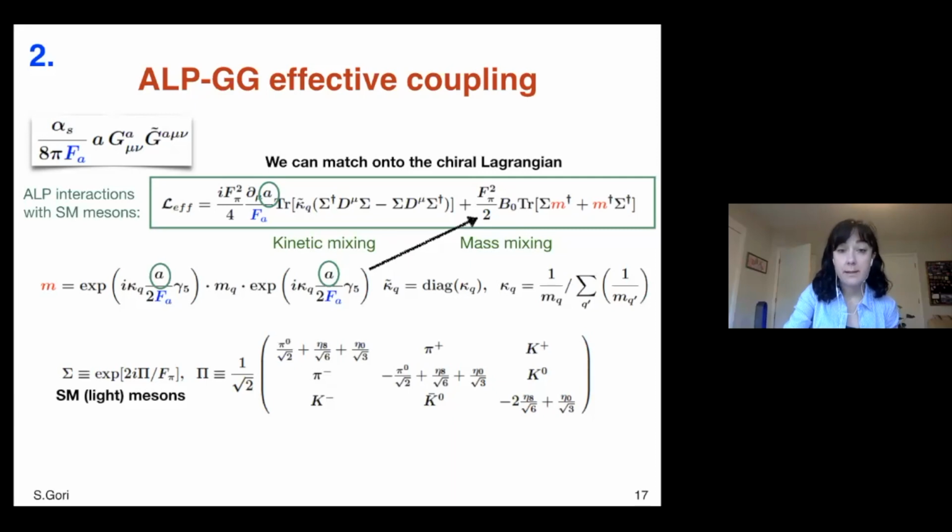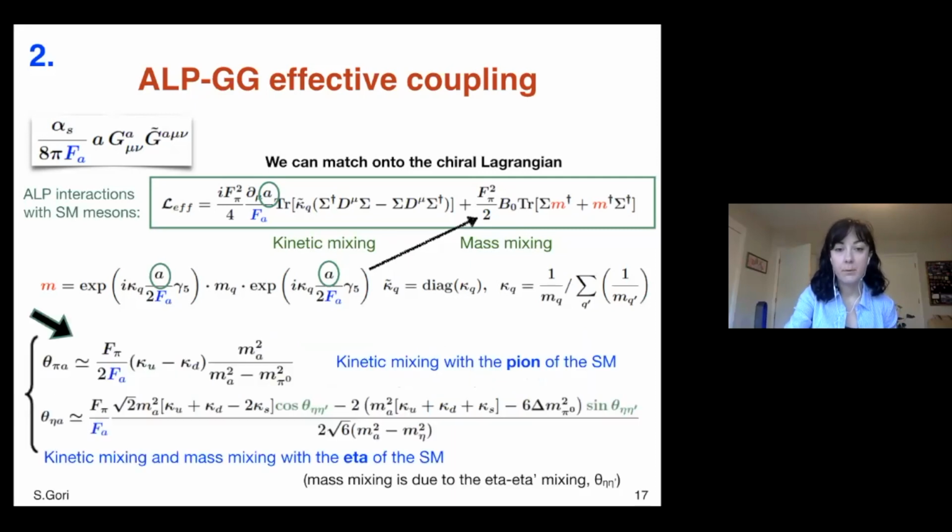If you do this exercise in this particular basis, what you will see is that you generate a kinetic mixing between the ALP and the pion that has this form. As we were already mentioning before, we expect a scaling that goes like F pi over Fa, some combination of masses, and then some combination of quark masses as well that are contained in this kappa U and kappa D.